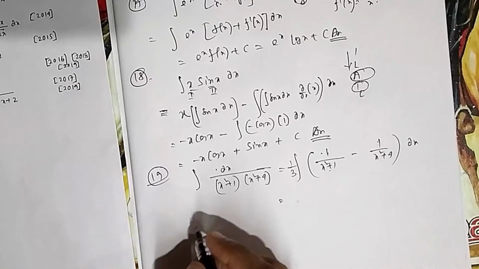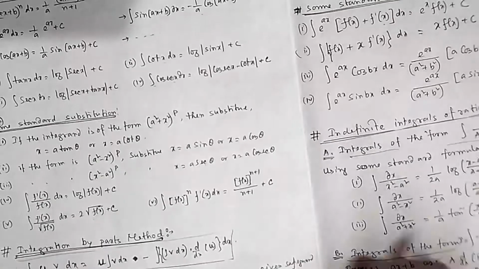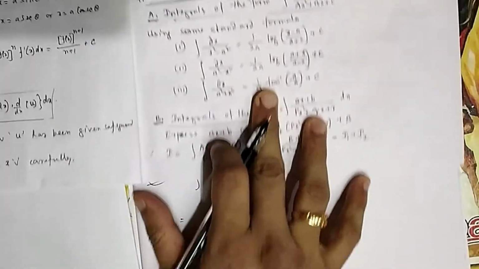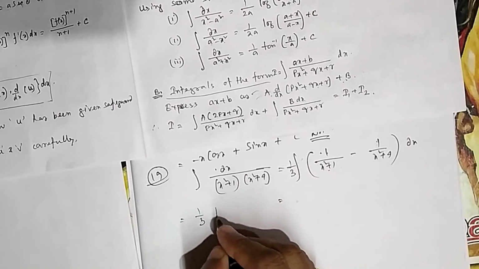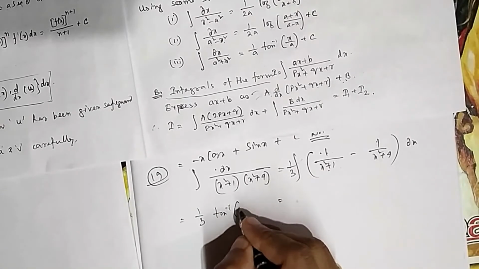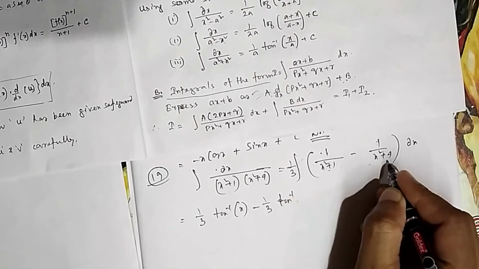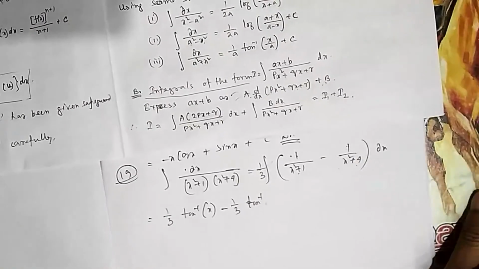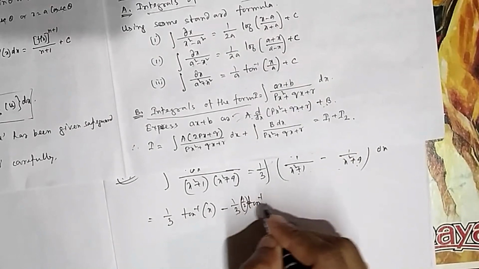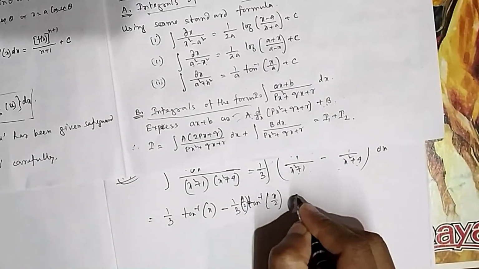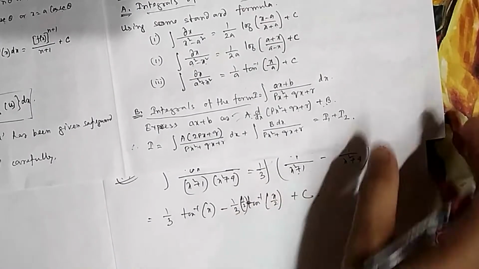So you can now integrate these two easily because it is of the format integration of 1 by x square plus a square, that is tan inverse x by a format. So it will be 1 by 3 integration of x square plus a square, tan inverse, a is here 1, so it is x, minus 1 by 3. Again it is tan inverse, x square plus a square, a is here 2, so it will be 1 by a. So 1 by 2 will come in front and tan inverse x by a. So that is your answer. You can write it as 1 by 6 tan inverse x by 2.